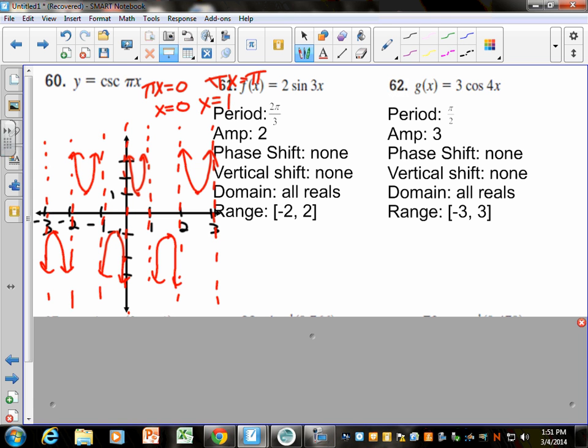Which is why I think the asymptotes and knowing how to find your asymptotes is the most important part, because from there you're just drawing in parabolas. And that's like 3 periods I got there.